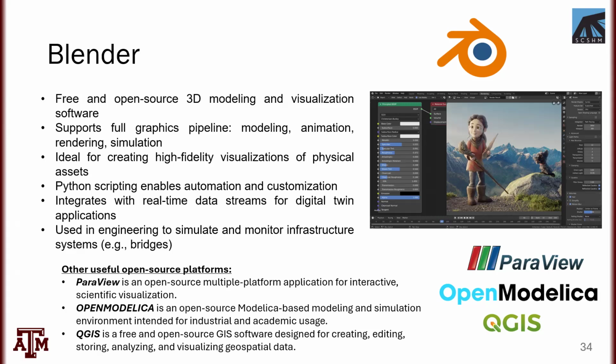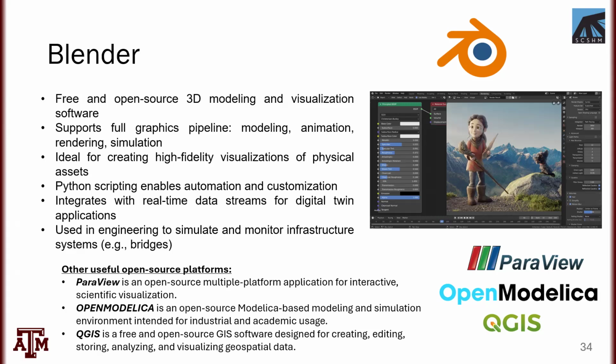There are also other open source platforms that are out there. I've listed them here for those that are interested. Paraview, Open Modelica, QGIS. I'm a supporter of open source publication and software, so I just wanted to share this with the audience here.